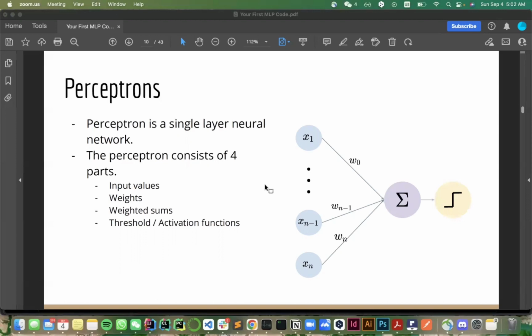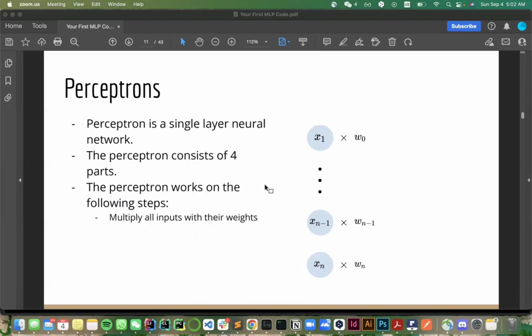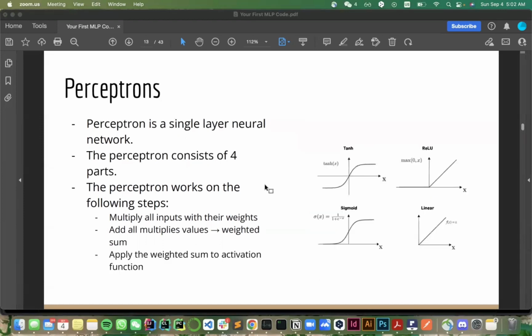So how do those things come together to let perceptrons do their work? First, all inputs are going to be multiplied with their weights. Notice here, inputs and weights are in one-to-one correspondence. Then we sum all of those multiplied values together, which is the weighted sum. After that, we apply the activation function to the weighted sum.